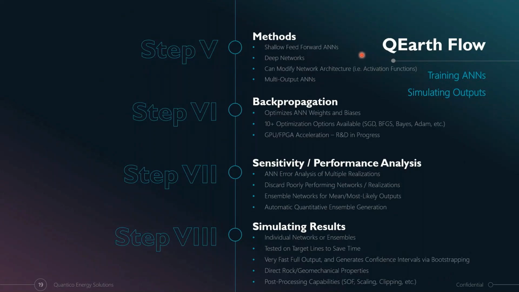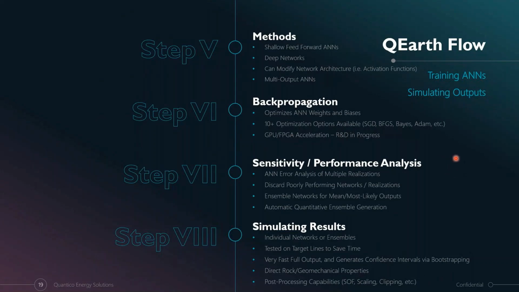And typically we use shallow feed-forward networks, 2 layers or even 1 layer. You could utilize very deep networks, and we can modify the activation functions if needed. And there are many optimization backpropagation algorithms we have available, like stochastic gradient descent, BFGS, and some Bayesian methods. And another speed boost to these methods comes from GPU or FPGA acceleration. We're currently looking into options for these.